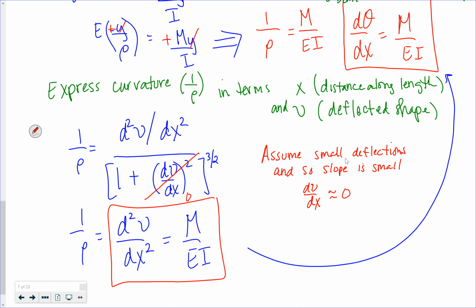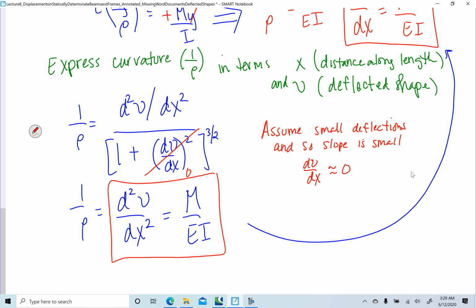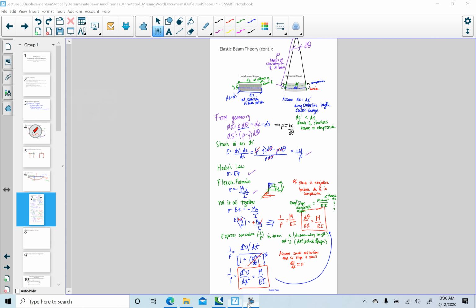Okay, my elastic beam theory. How long have we been doing this? 32 minutes. We'll pause right there.